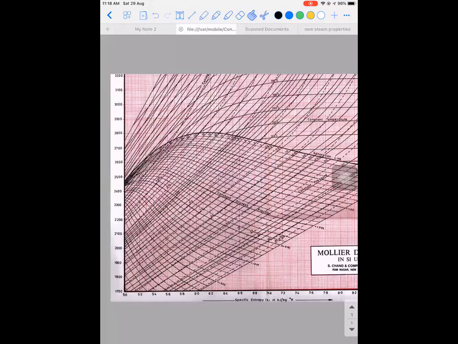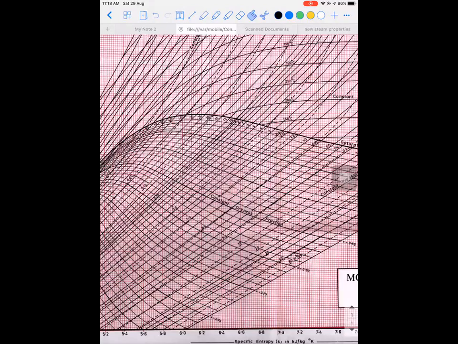Now, how to get this one? Identification of the pointer. I am using this highlighter and going for this color. First of all, sir, you have to identify the 10 bar constant pressure line. Yes. Now we'll go with the 10 bar. Sir, you can observe this is the 10 bar.